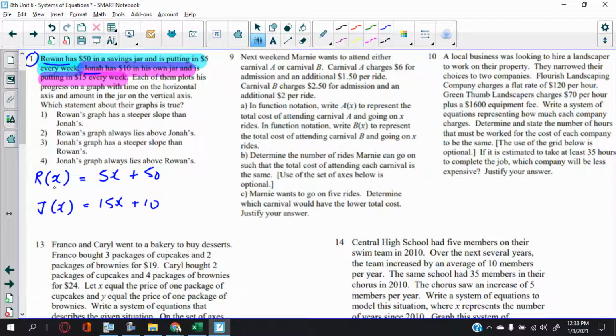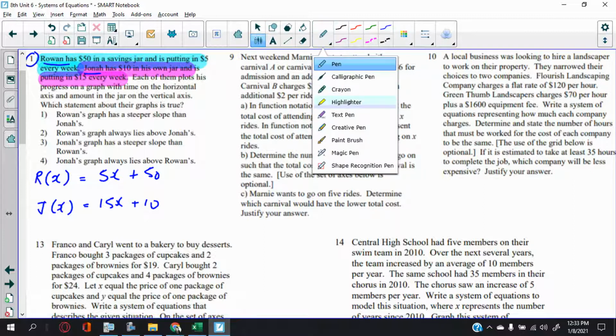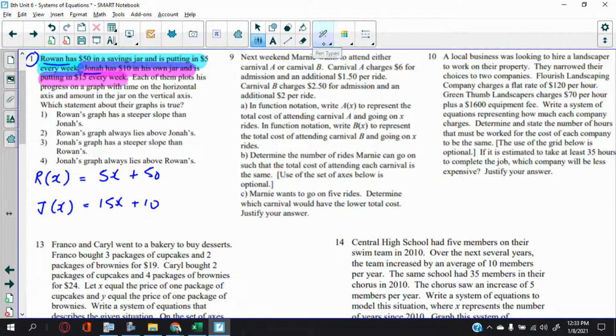Have you noticed, with Rowan, he started off with more money. Let me use a magic marker. Oh, that'll be so cool. Hopefully it does what it's supposed to do. You notice how with Rowan, he started off with $50, and Jonah started off with, oh, look how cool that is. Isn't that cool? The thing just magically disappears. So again, Rowan started off with a lot of money in the jar already, whereas Jonah didn't.